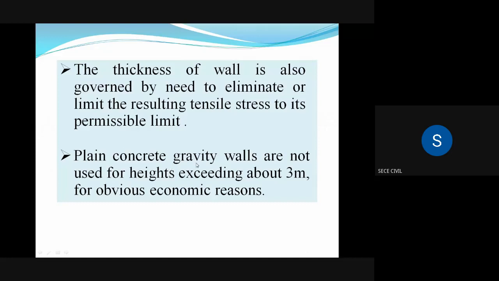Plain concrete gravity walls are not used for heights exceeding about 3 meters for obvious economic reasons. So if we build gravity walls using plain concrete, the height limit is about 3 meters only. We cannot build more than 3 meters. So by using plain concrete, the height of the gravity retaining wall is about 3 meters only.